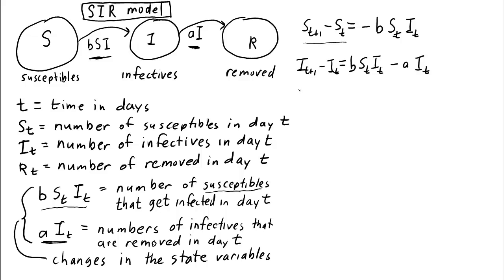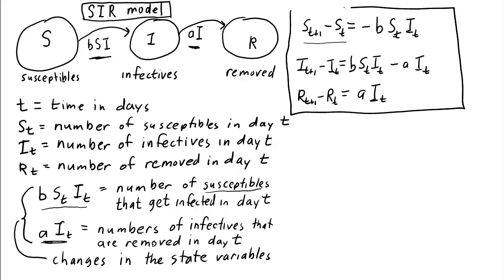Lastly, the removed, same idea. We have the change in the number of removed, R sub T plus 1 minus R sub T. Well, the number of removed will only increase, and it will increase at, again, this rate. The number that get removed in one day will be A times I sub T. So that gets added to the right-hand side, to give us our discrete dynamical system for the infectious disease model with two unknown parameters, of course. In order to specify this system, we have to determine what A and B are.